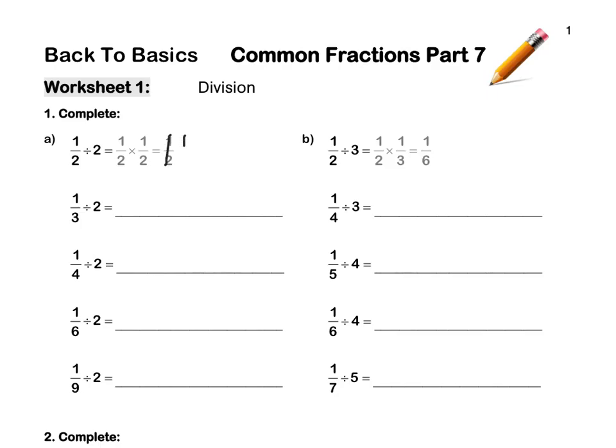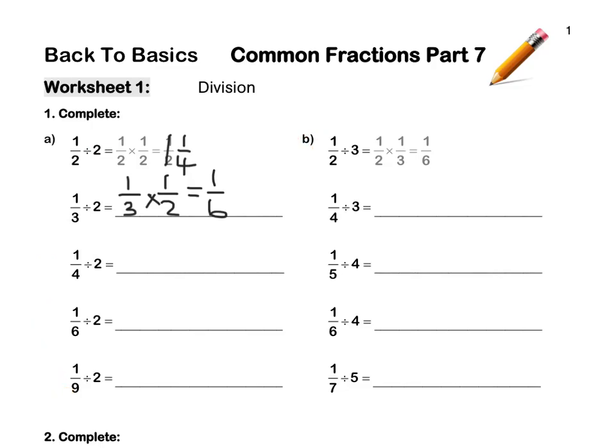There is a mistake on the page. Let's do the next one together. A third divided by 2 is the same as a third times the inverse of 2, which is a half. Then a third times a half is 1/6. Press pause to complete the rest of question A by yourself.